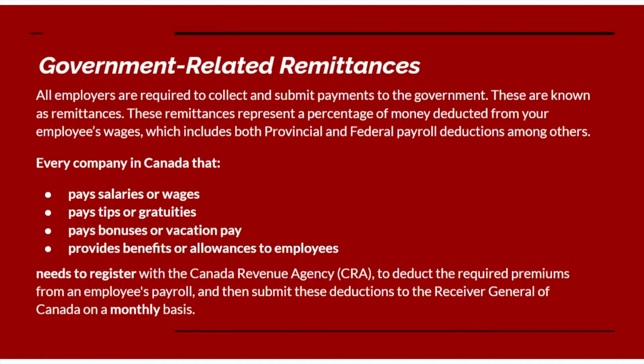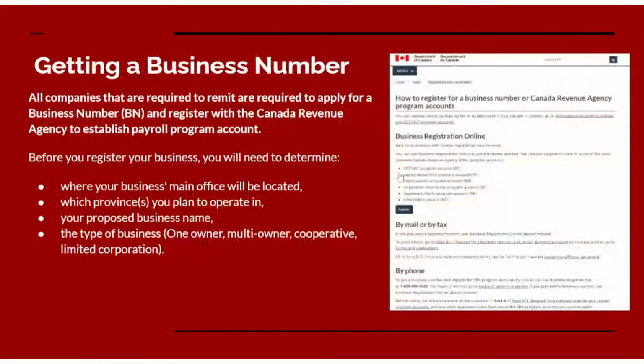You're responsible for paying the salaries and wages, and you've got to be able to take a certain amount out of those wages in terms of remittances to the government. So every company that pays wages, tips, gratuities, bonuses, vacation pay, or benefits is required to follow the guidelines from the Canada Revenue Agency with regards to source deductions.